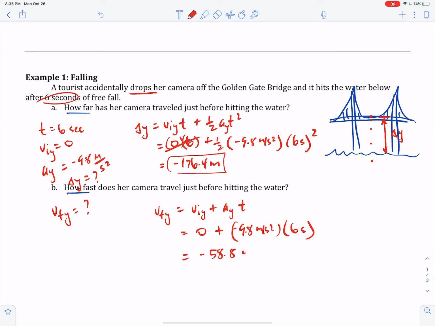58.8 meters per second. And by the way, if you want to convert that to miles per hour, this is just a rough estimate, you can double it. So this would hit the water at about 120 miles per hour. That would for sure be enough to damage the camera. In the next video, we'll look at example 2.